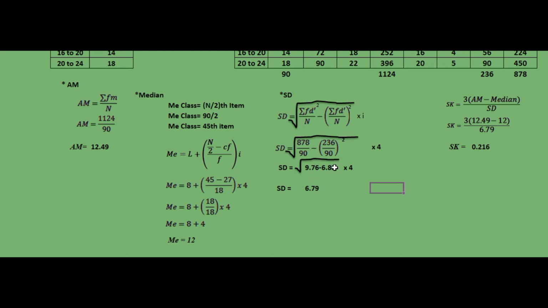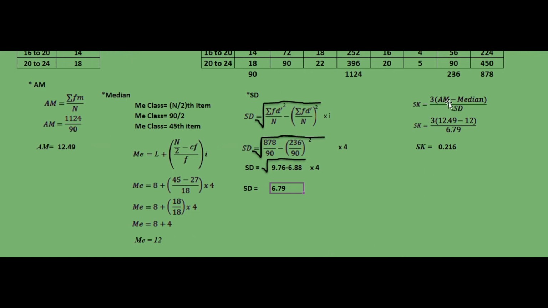Now take the difference of these two first, remove the root and multiply by 4. You will get the standard deviation as 6.79.